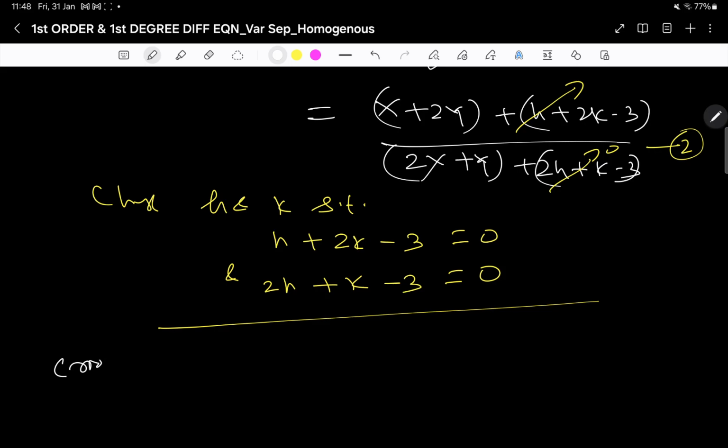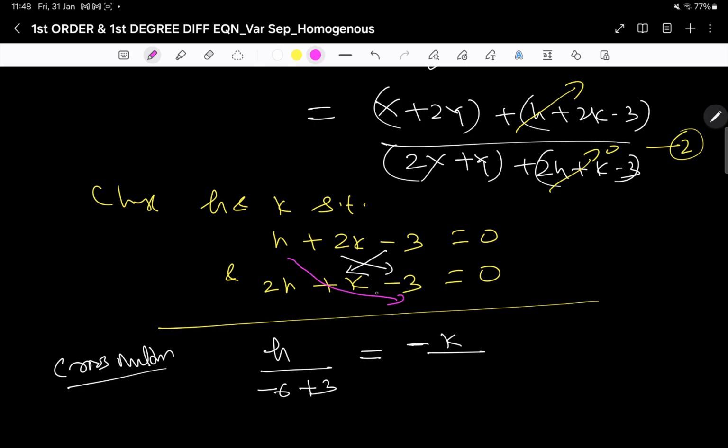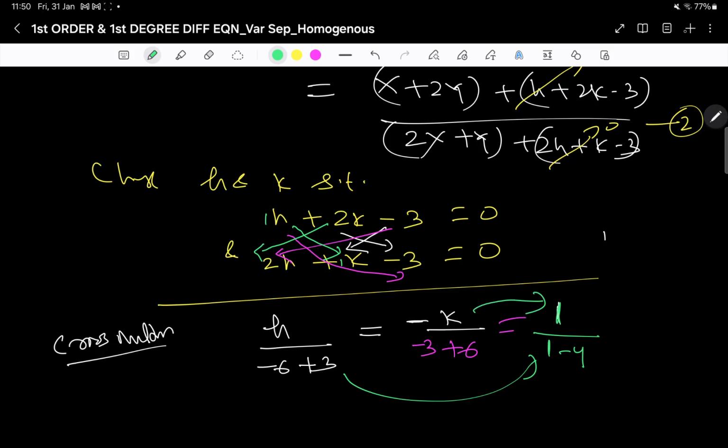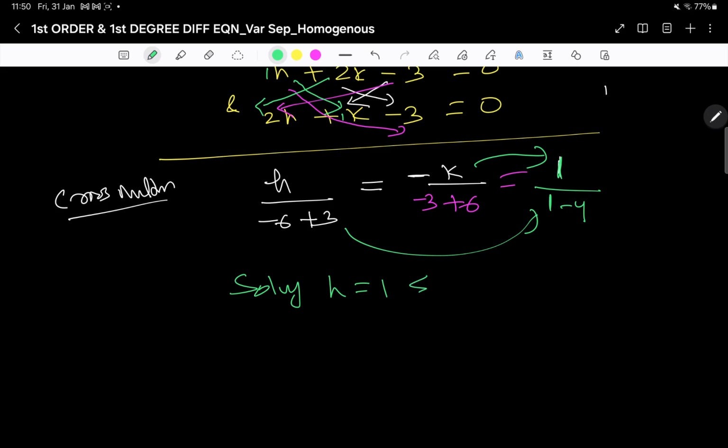Now if you adopt cross multiplication, h divided by this into this minus this into this, h divided by minus 6 plus 3, and the middle one is minus k divided by, for the middle one, this into this minus this into this, so it is minus 3 plus 6, and for the final one it is 1 by, this into this minus this into this, so it is 1 into 1 minus 4. If you simplify it and solve, h is equal to 1 and k is equal to 1. So with these h and k, equation 2 follows.